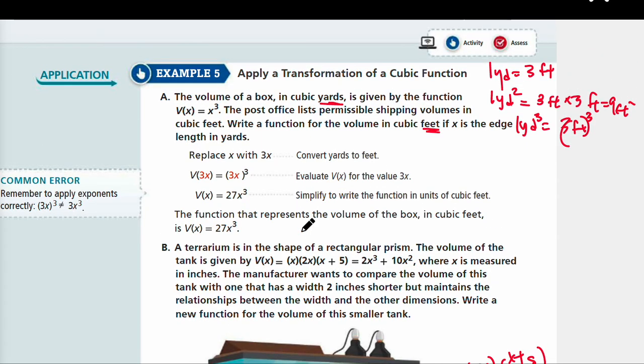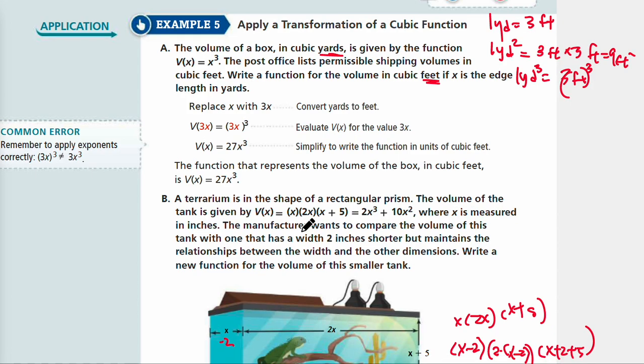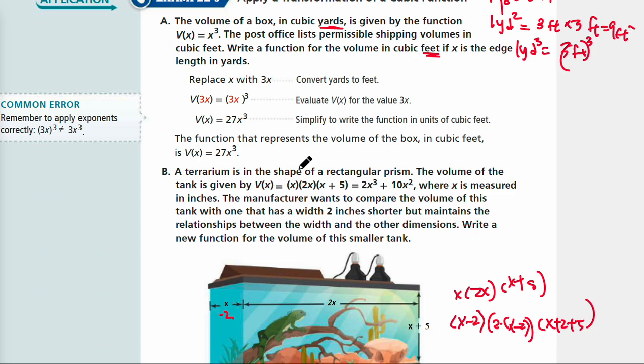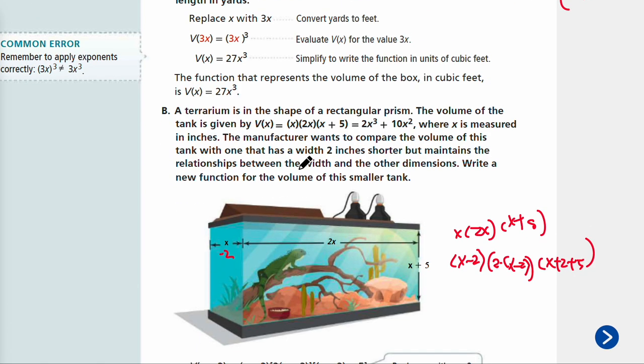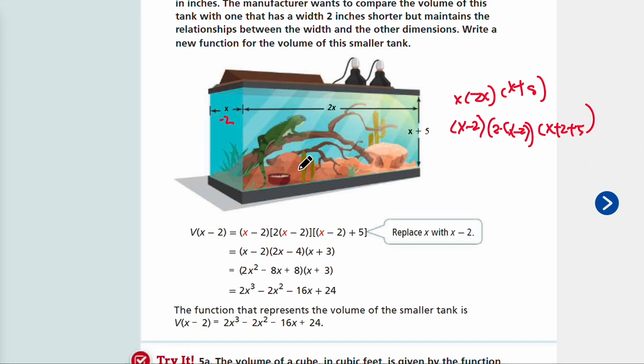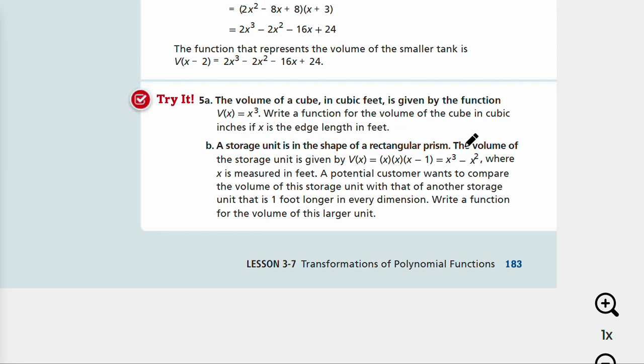So these were 2 examples of application of transformation of cubic functions, where you would change the input, or you would maybe shift just the input or the entire output. So it depends on the situation where we want to use this transformation. So let's look at trial number 5a and b. The volume of a cube in cubic feet is given by the function v of x is equal to x cubed. Write a function for the volume of the cube in cubic inches if x is the edge length in feet.